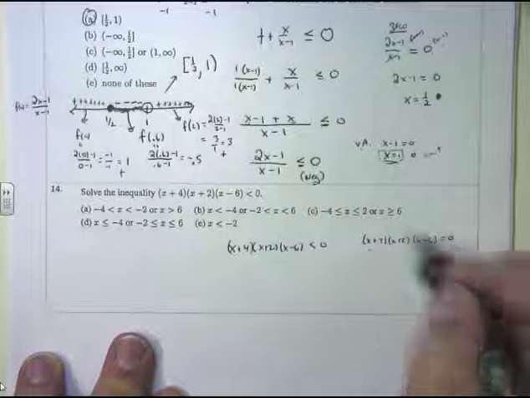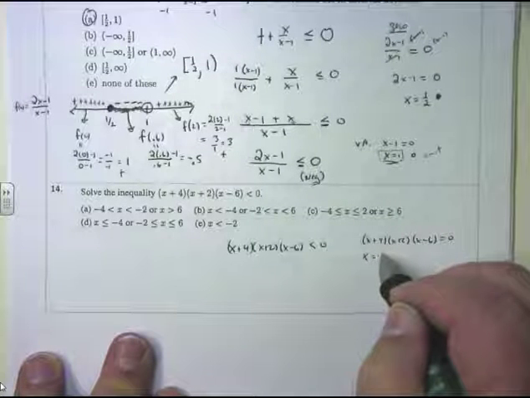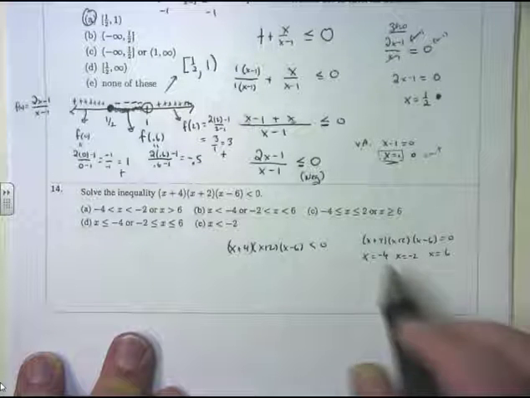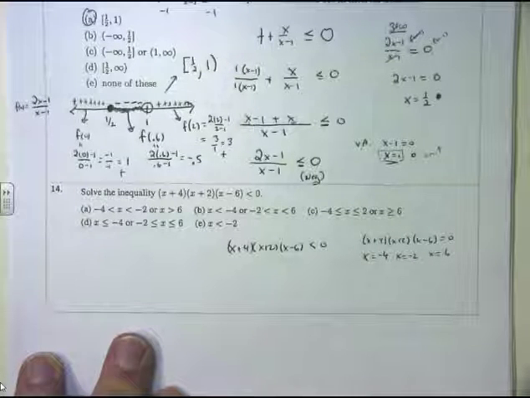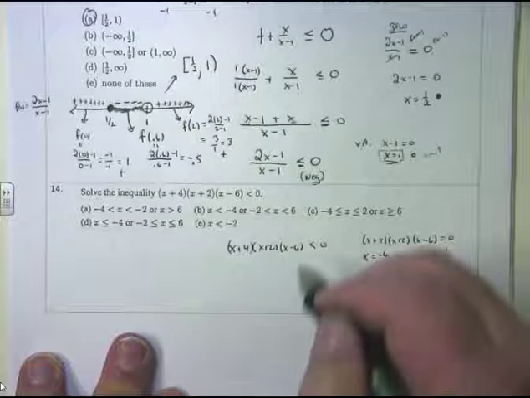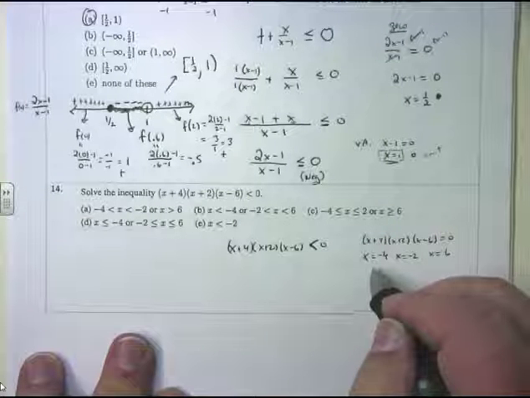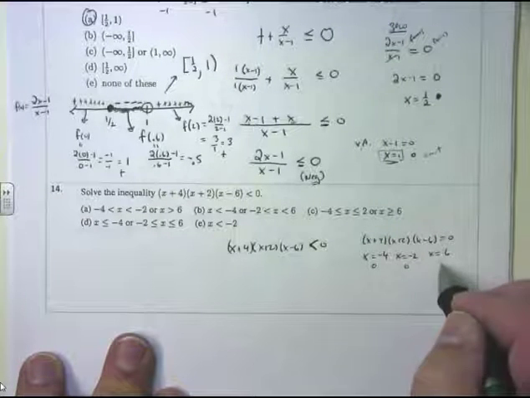Then I'm going to set each factor equal to 0, which gives me x equals negative 4, x equals negative 2, and x equals positive 6. So these are my zeros. The question is, do I want my zeros in my answer? If you look at this inequality, it doesn't have equal to on it. So each one of these guys I do not want in my answer, so I'm going to use little open circles.